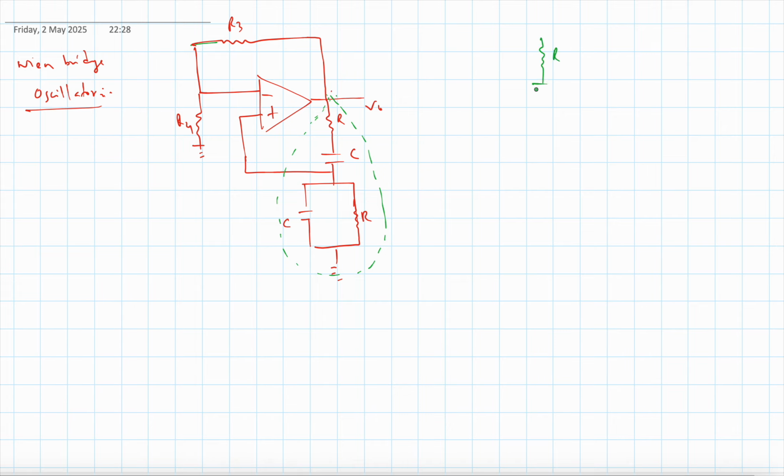This is R C and the tank is R C, like this, and here this point will be VF. From here to ground, and from here to here ground will be B naught. Yes, here B naught.